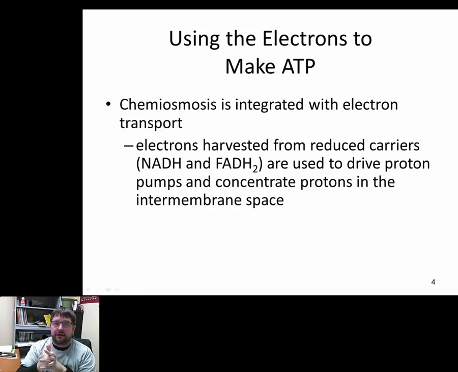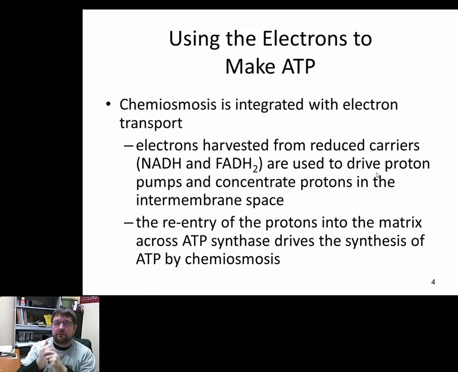So again, NADH, FADH2, that energy that is being removed from them by taking the hydrogen, the protons away, and removing the electrons is what's driving these proton pumps. It's pushing the protons across that membrane.